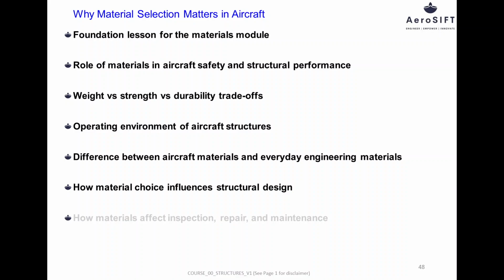Aluminium sheets are riveted into semi-monocoques, while composites are bonded into large tailored panels. Each choice reshapes joints, load paths, and inspection access.